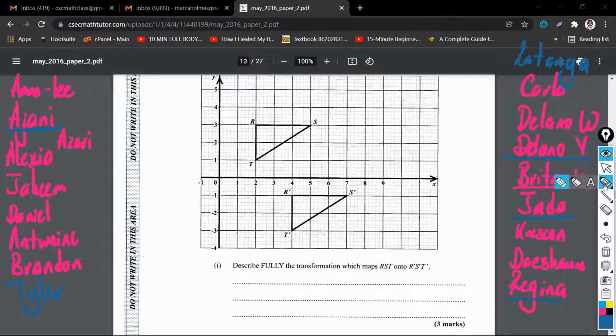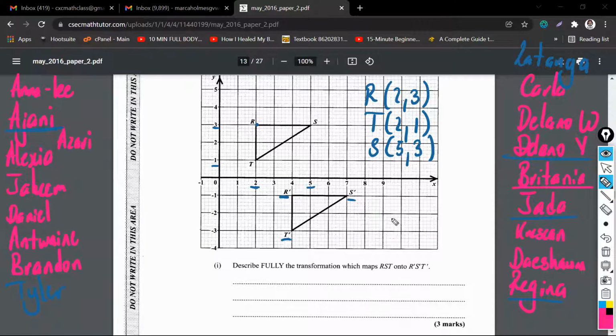Active here. All right. So guys, if we look at this triangle, we can see that R right here is 2 for the x-axis, 3 for the y-axis. So R is 2, 3. T is 2, 1. 2 for the x-axis, 1 for the y-axis, and S is 5 for the x-axis and 3 for the y-axis, right? 5, 3. So guys, they actually did a transformation where they moved the triangle from over here to down here. So let's write those now.